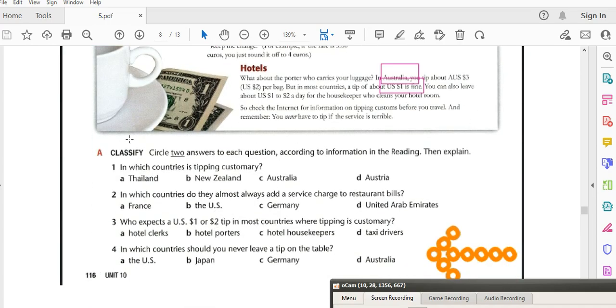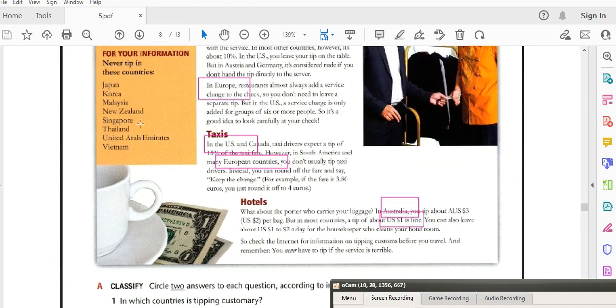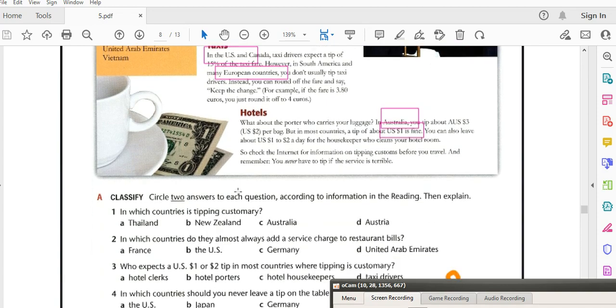Let's go. Circle the answers to each question according to the information in the reading. Then explain. In which country is tipping customary? Thailand, New Zealand, Australia. You can have more than one right answer, two answers. You see, in Thailand and New Zealand, we cannot have tips. So C and D are correct.